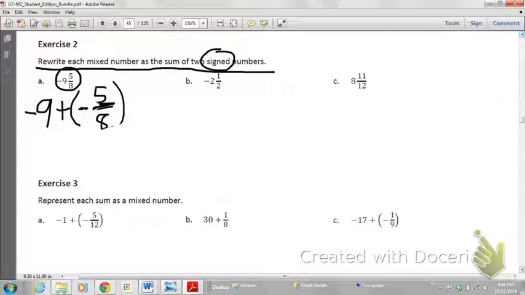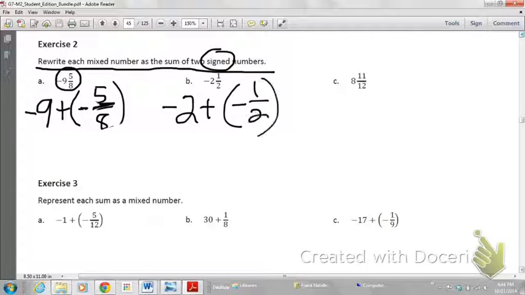Okay, so the same thing. This is going to be the same exact situation in B. Okay, here we go. We have the sum of two signed numbers. So we have -2. It's a sum we're going to add, and then we're going to have another -1/2. Okay, so that is that one, and same explanation as before.